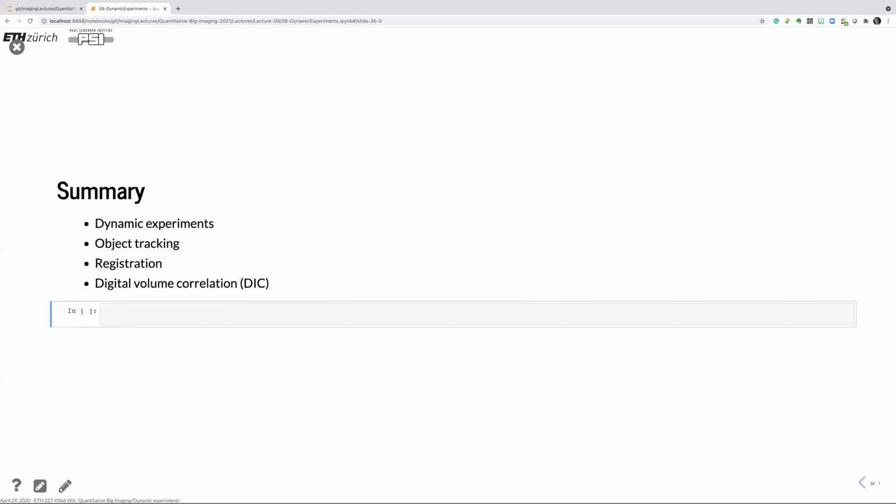And this brings me to the end of the lecture, and actually 11 o'clock. We have been talking about how to work and plan with dynamic experiments and how to do imaging with it and to get the best information from it. Then object tracking and registration are big topics when you do dynamic experiments. And finally, also some words about digital volume correlation and how you can use that to compute strain fields in images. And well, that was all for today. And yeah, well, I'm stopping the recording.